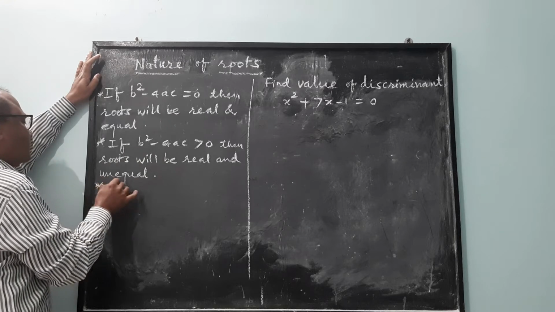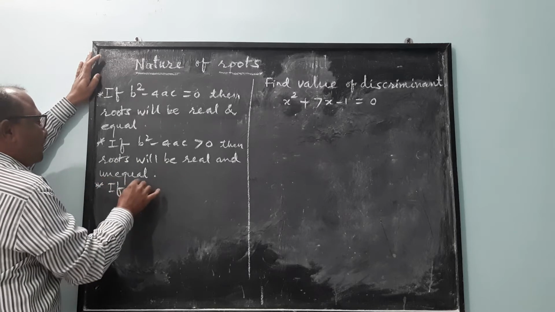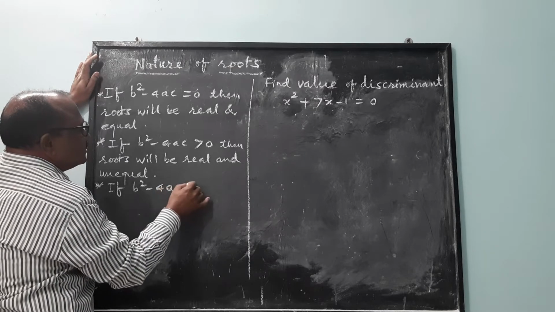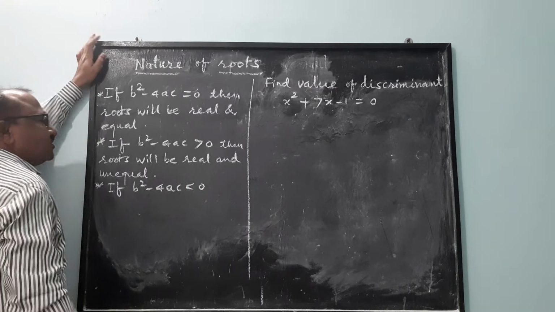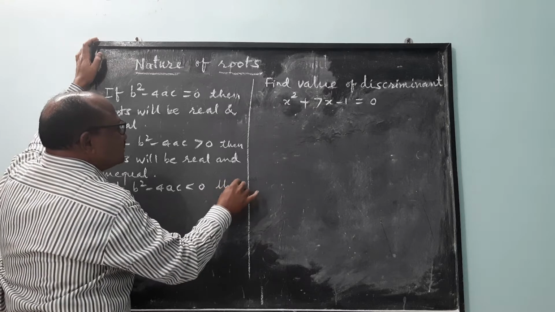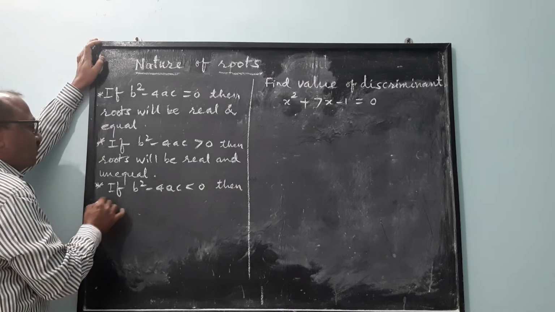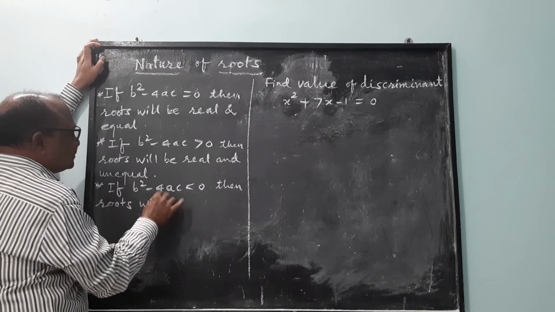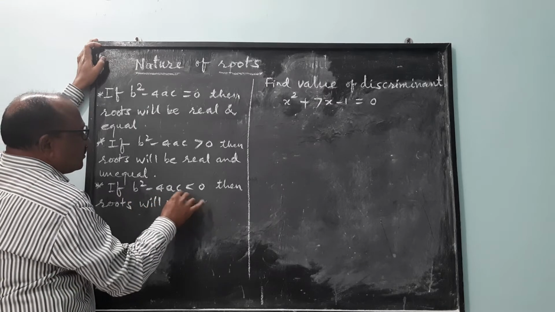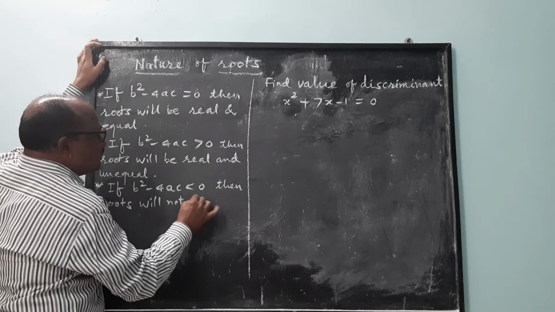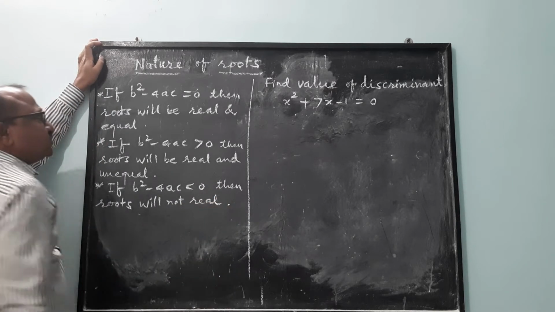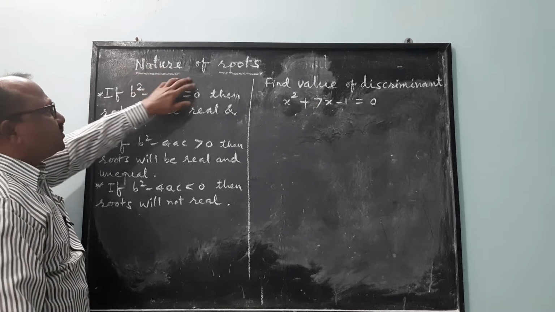And third, if b square minus 4ac is less than 0, then roots will not be real. So in this way you can get nature of roots.